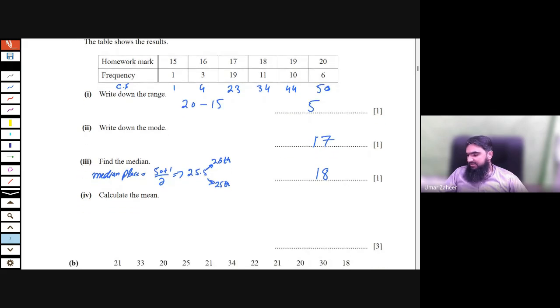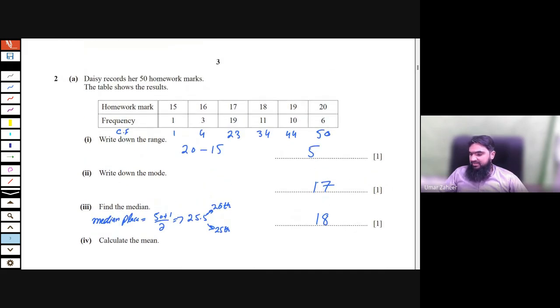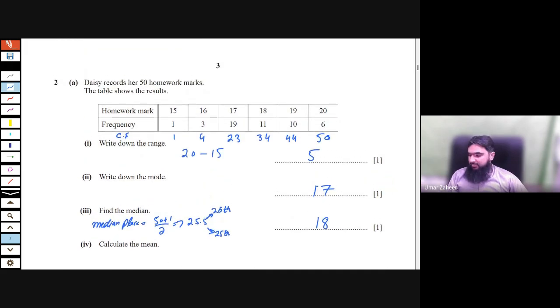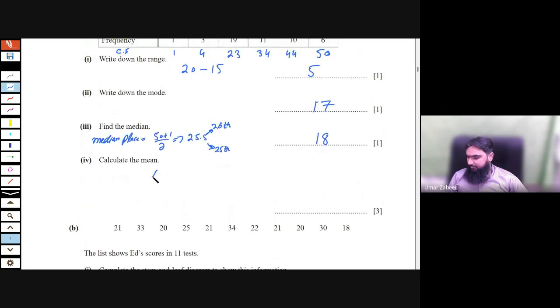In the next part, he says that you have to find the mean. It's a grouped data. For the mean, we need to find the f times x. So 15 multiplied by 1 will be 15. 3 multiplied by 16, because the mean formula is the summation of f x divided by the summation of f. f x means the product of data and frequency.